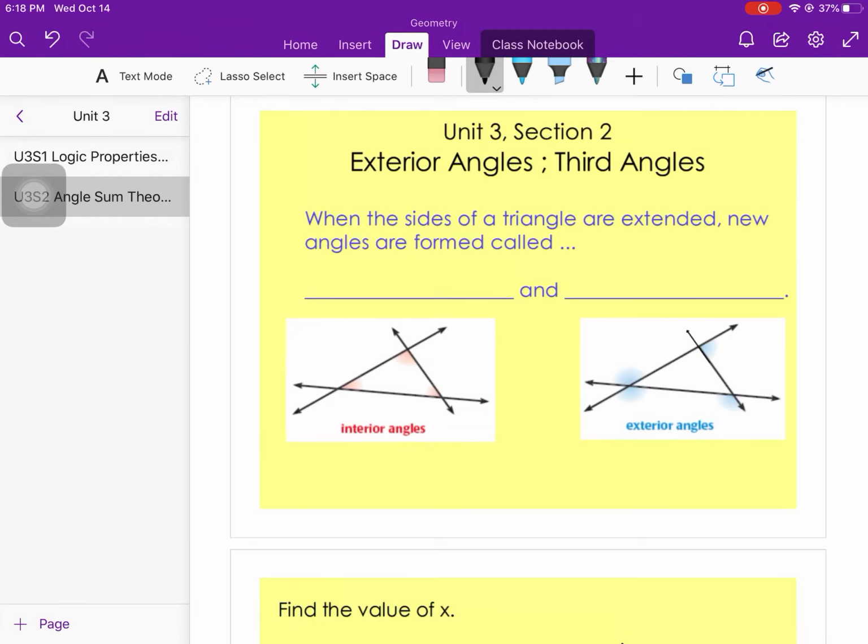Hey guys, welcome to Unit 3, Section 2. Today we're talking about exterior angles and the third angle theorems.